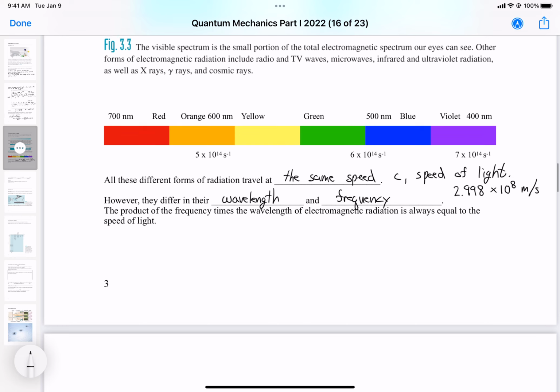So what we can say here is that the product of the frequency times the wavelength of electromagnetic radiation is always going to be equal to the speed of light. So that's something we should probably highlight here. So we can say frequency times wavelength equals the speed of light. Okay? So that's something we can always remember. And I'll provide this equation on quizzes and exams for students, okay?